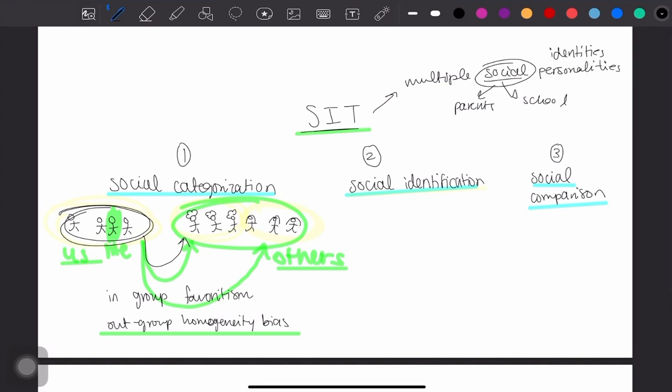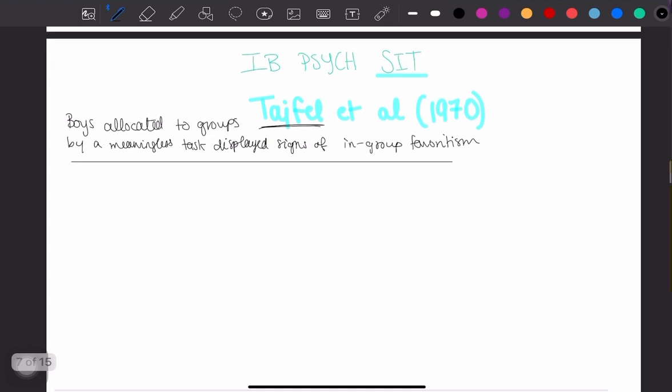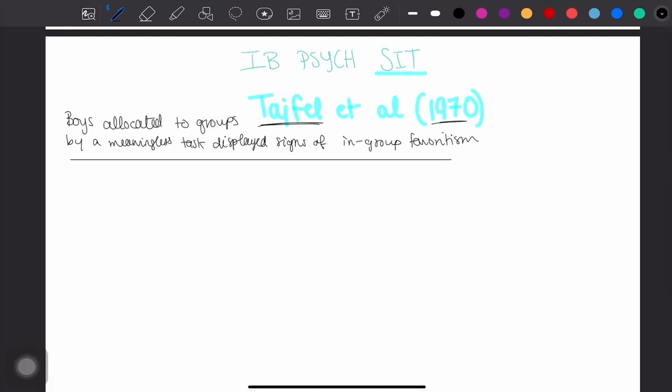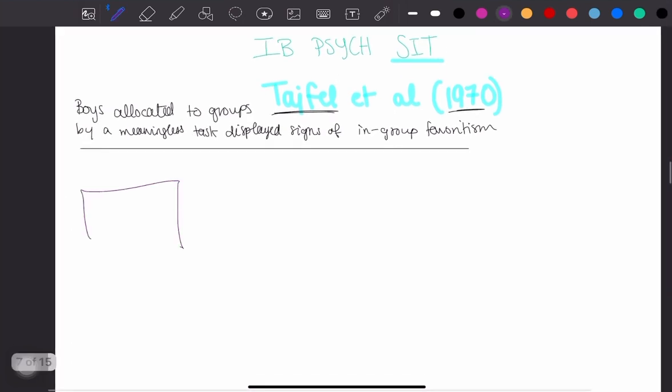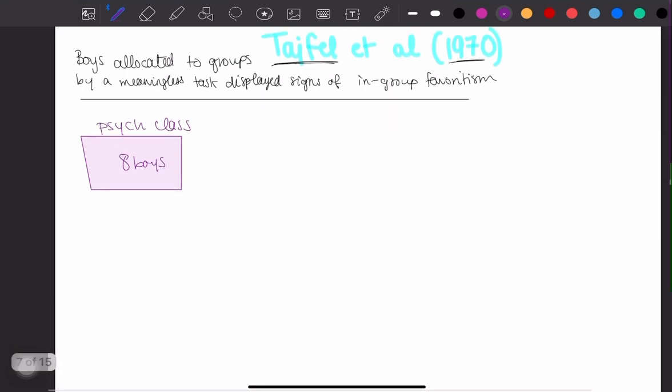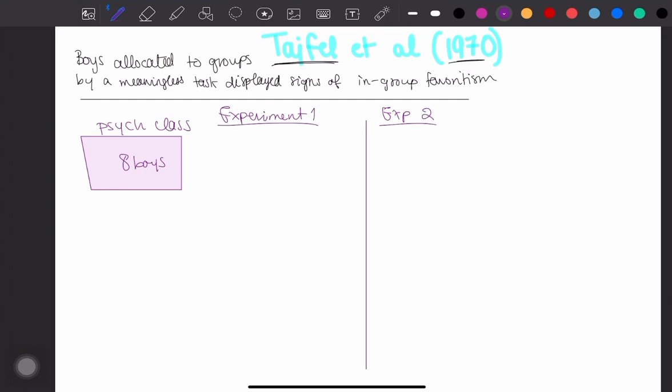Okay, so now we move on to the study by Tajfel, which was made in 1970. They had a psych class, and they got these boys to come in groups of 8. So you had 8 boys at a time. And let me note that this is split into 2 experiments, experiment 1 and experiment 2. It's important to note that there are 2 experiments.